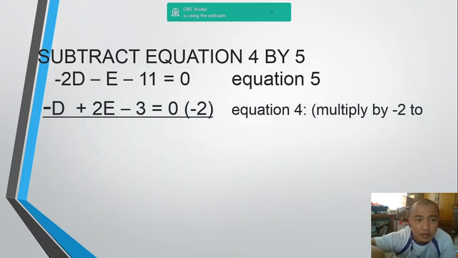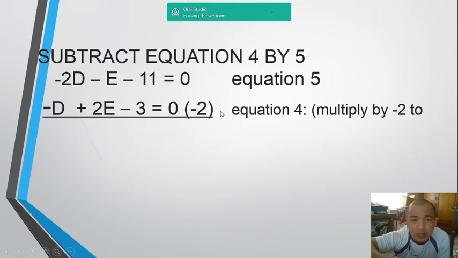So, ang eliminate natin dito is either D or E. You choose. So, para sa akin, I want to eliminate D. So, I will multiply it by -2. Pwede ring eliminate yung E. You can multiply equation 5 by +2. Okay? So, kanya-kanyang ano lang yan.